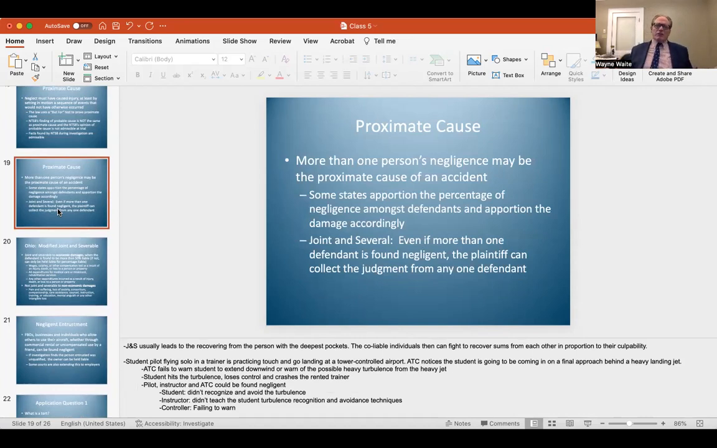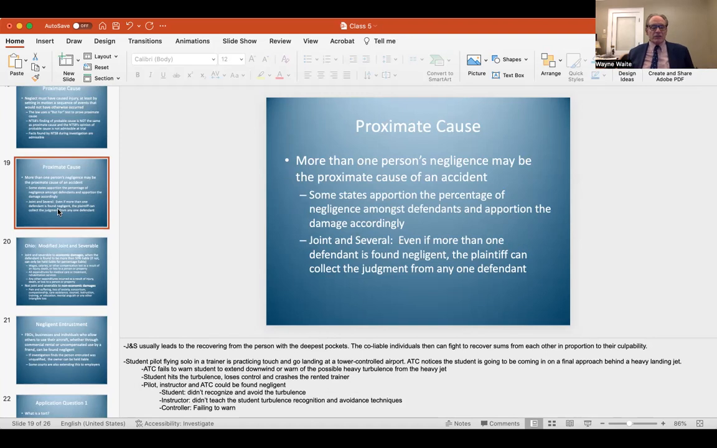So, proximate cause. More than one person's negligence may be the proximate cause of an accident, and oftentimes it is. Some states apportion the percentage of negligence among defendants and apportion the damages, and others have joint and several liability. So even if more than one defendant is found negligent, the plaintiff can collect the judgment from any one of the defendants. Joint and several liability usually leads to recovering the funds from the person with the deepest pockets, and then the co-defendants can fight it out to recover sums from each other. But in the meantime, the plaintiff has been made whole.